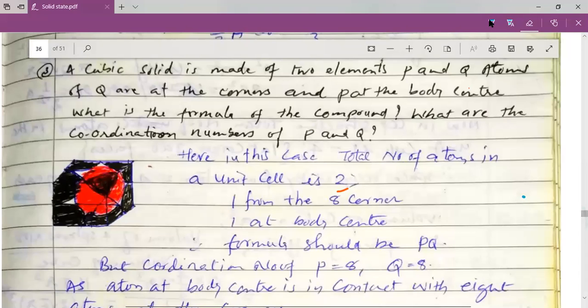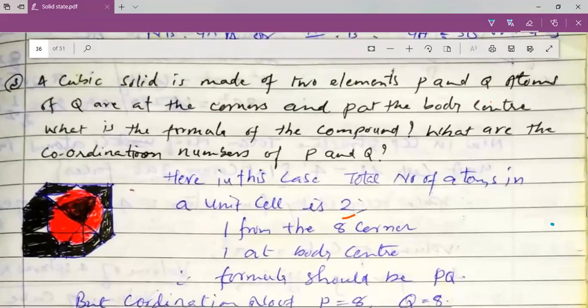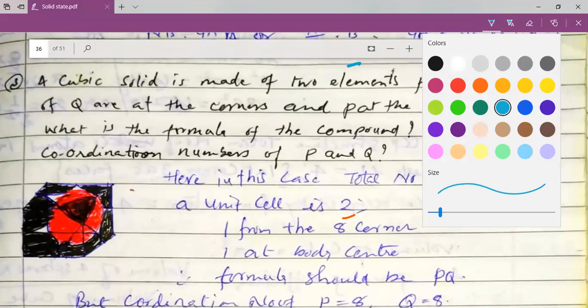Let me read the question for you. I hope you can see the screen properly, my dear students. Do you have any problem seeing the screen? Is there anyone who is facing any problem in looking into the screen? Can you see the screen well, my dear students? Yes, sir. Good one, good one. Thank you.